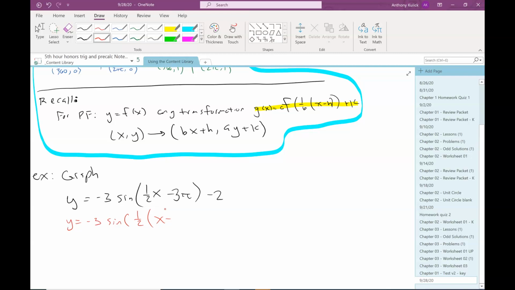Not pi over 2. So when we factor something out, it's like we're dividing, right? So what's 3 divided by 1/2? 6. So I should have 6 pi here. Are we okay with that idea? So that's a common place that we make mistakes, is we forget to factor the 1 over b out.